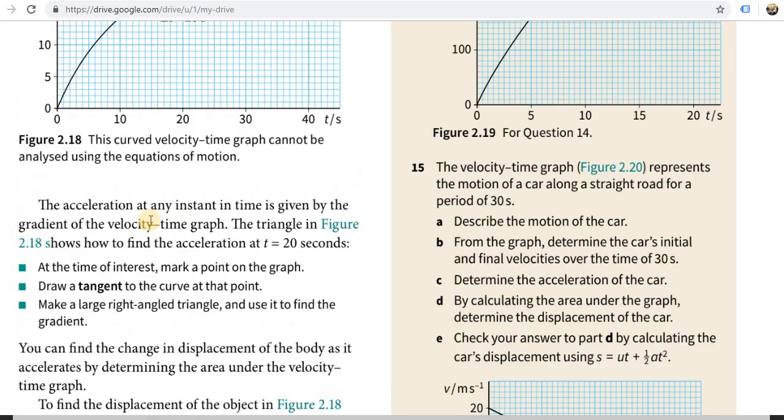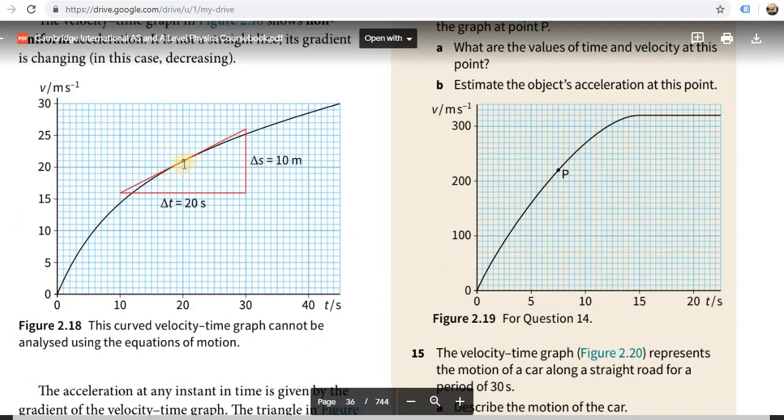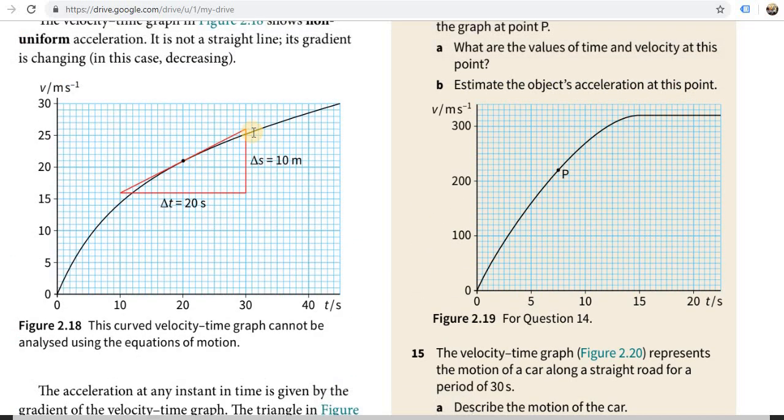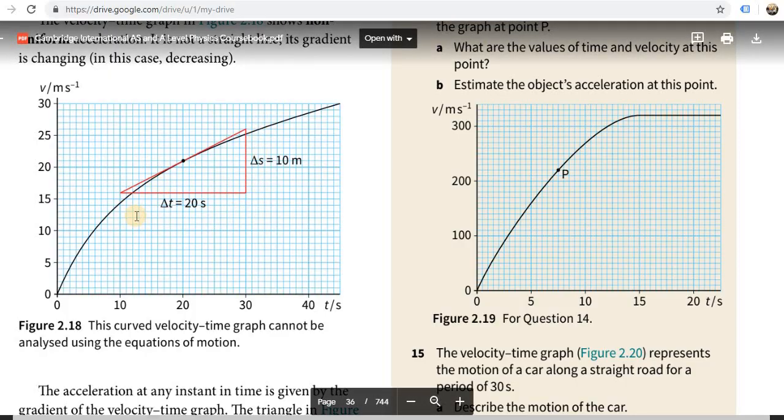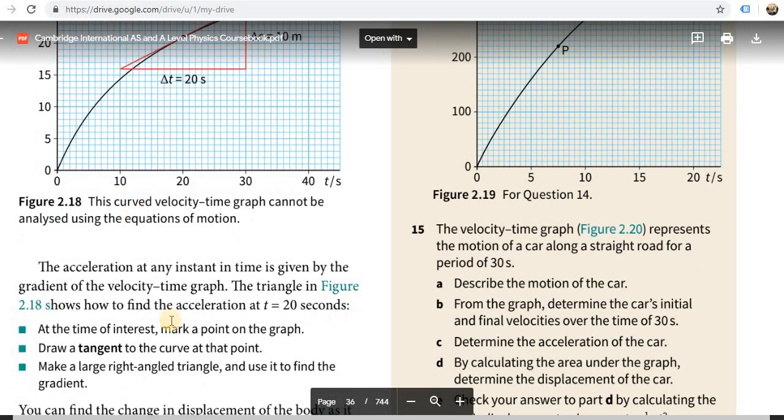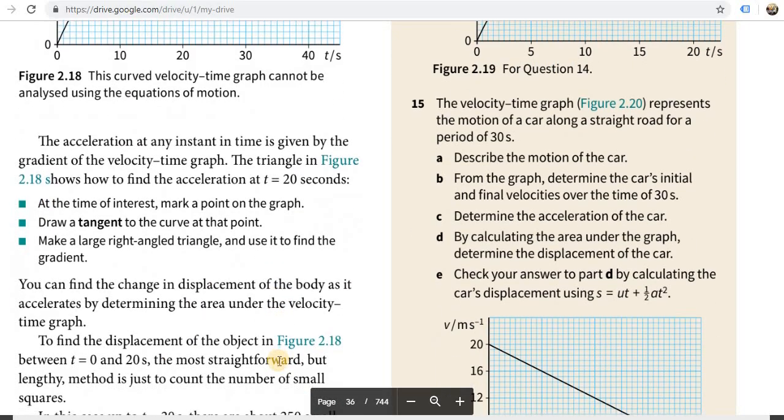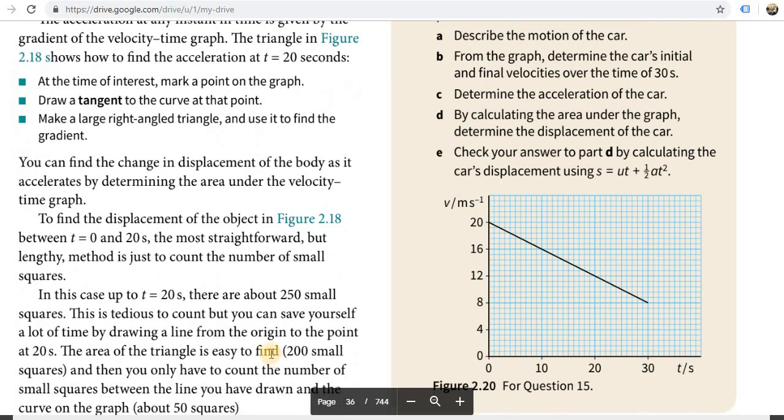And when you're finding the gradient of the tangent, make sure when you draw the tangent, it should just touch the line. And when you're drawing the triangle, make sure you draw a very large triangle, with a right angle, and use it to find the gradient. That will give us the acceleration.